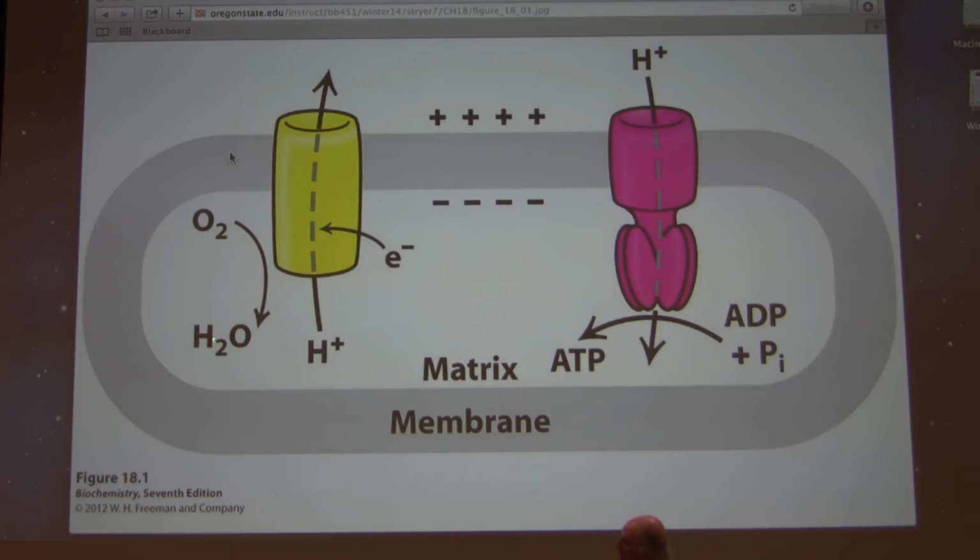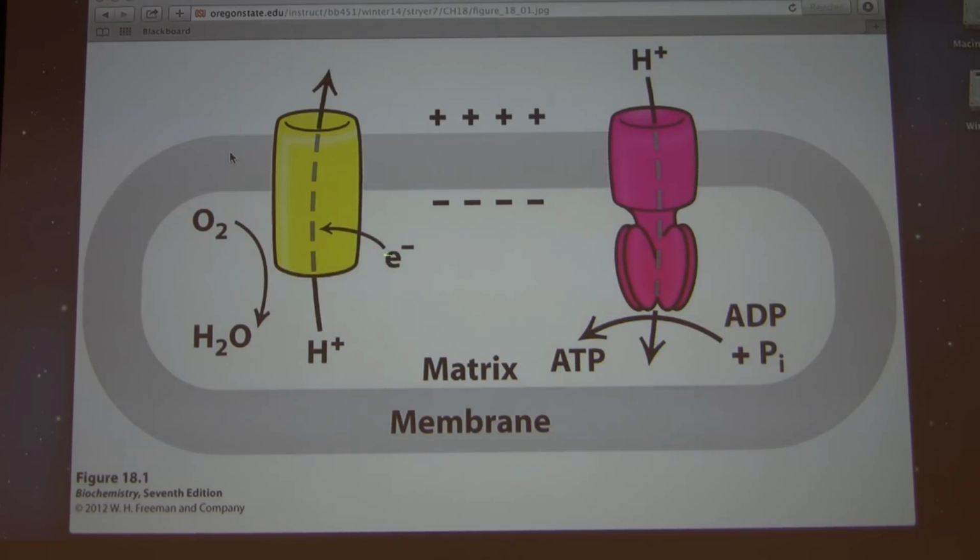get added to oxygen to make water. This is why we need oxygen in order to make NAD, because NADH is one of the sources of electrons. NADH comes in here. If we don't have oxygen, there's no place to put those electrons, and the process stops. If there is oxygen, then NADH becomes NAD and goes on and now is able to accept more electrons from oxidative processes.